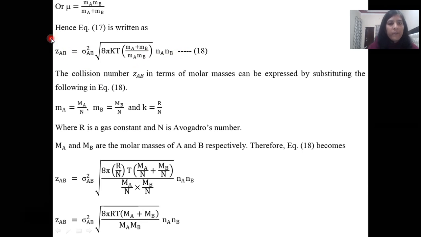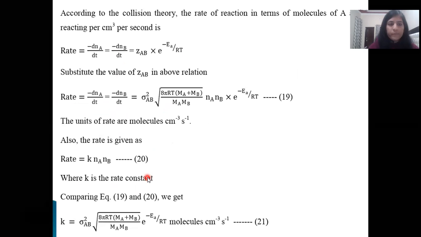The collision number ZAB in terms of molar mass can be expressed by substituting the following in equation 18: MA is equal to capital MA upon N, MB is equal to capital MB upon N, and k is equal to R by N, where R is the gas constant and N is Avogadro's number. Capital MA and capital MB are the molar masses of A and B respectively. Therefore, equation 18 becomes ZAB is equal to sigma square AB under root of 8 pi. In place of k, put the value R by N into T. In place of MA, put this value, and in place of MB, put this value, and we get this equation. On solving this equation, we get this.